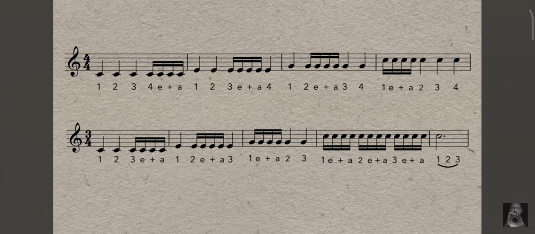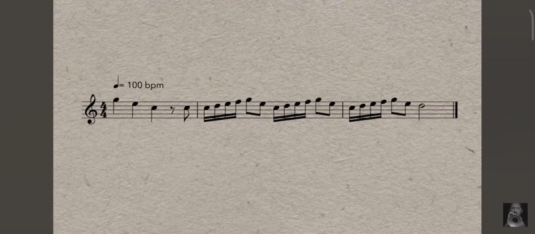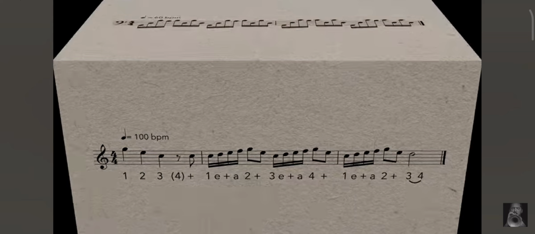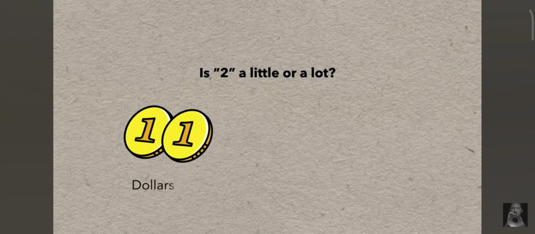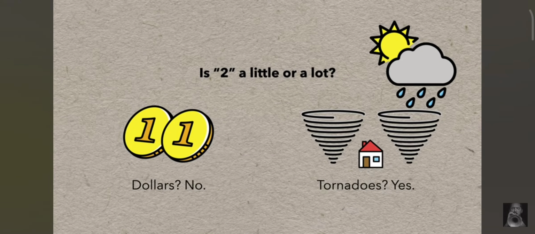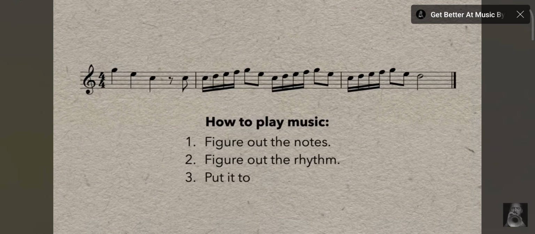Music with 16th notes can look really dense at first glance, and while 16th notes can be really fast, they can also be medium tempo. And 16th notes can even be kind of slow. It's kind of like how 2 can be a little or a lot. It all depends on the context. So don't be intimidated by music with 16th notes and worry about playing really fast right away. The process is always basically the same. Just figure out the notes, then the rhythm, then put it together and bring it up to tempo.